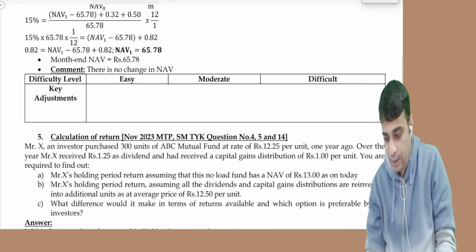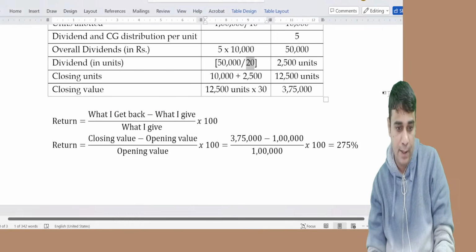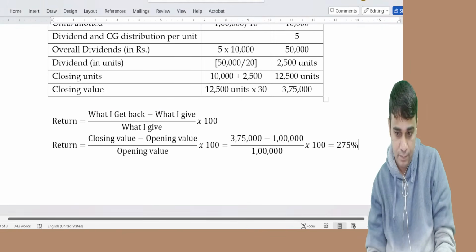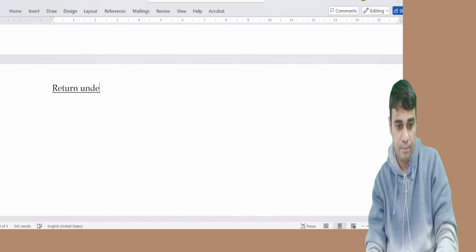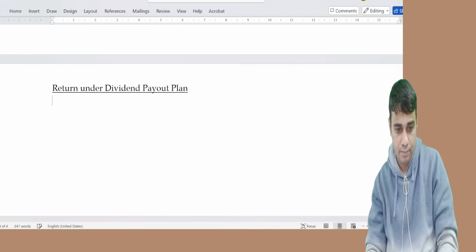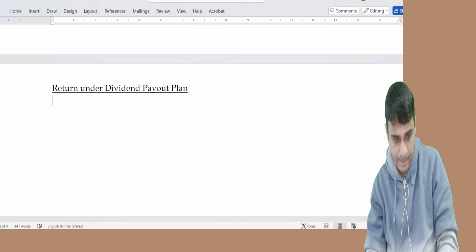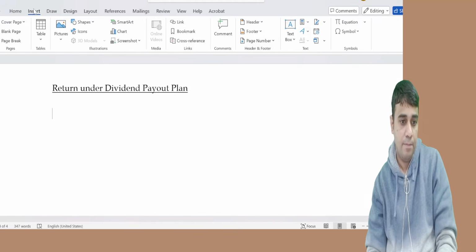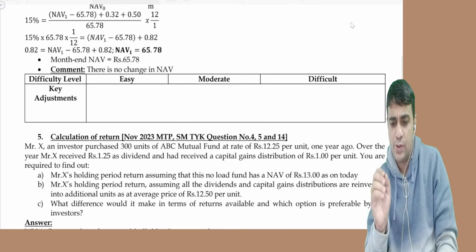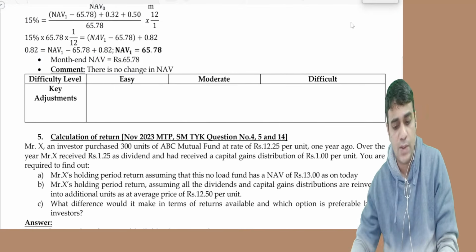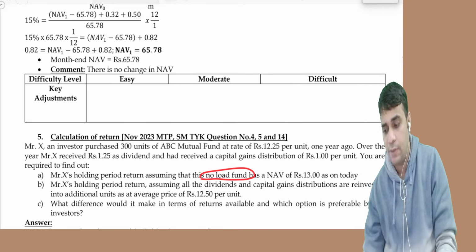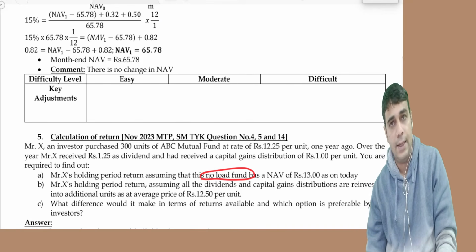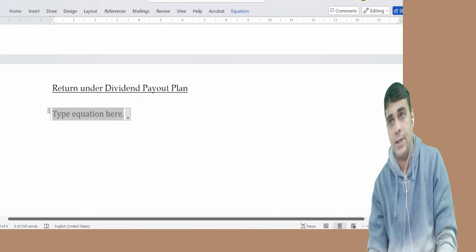Let's get to the question now. Dividend payout plan. Return under dividend payout plan. There is a word used called no load fund. What is no load? I'll explain later. Some points I'll not be in a position to touch now itself. No load, you will understand later. As such, it has no implication to the question.